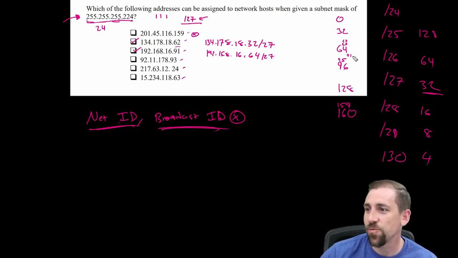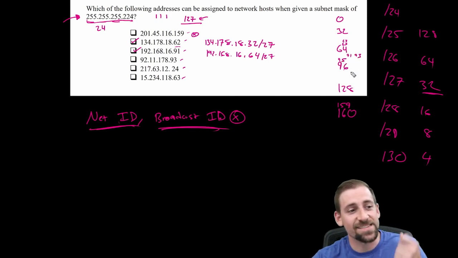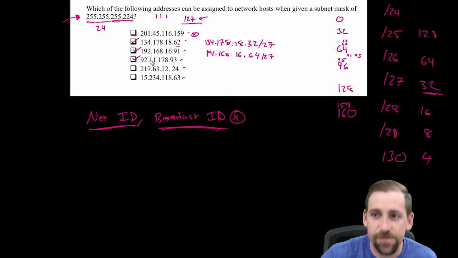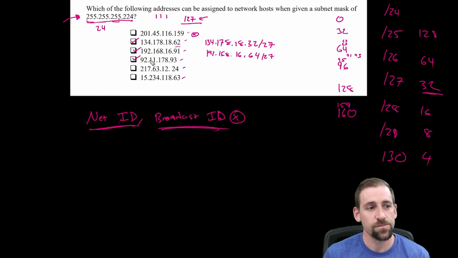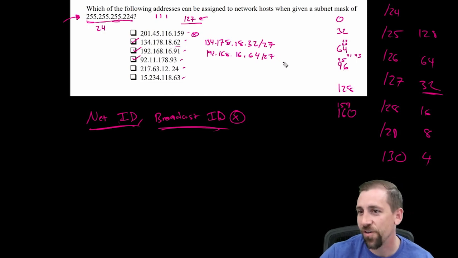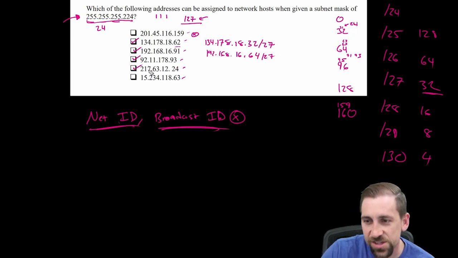92.11.178.93. 93 is in this 64 to 95 range. It actually falls right in the middle of that range. It is not a broadcast address or a network ID. This is also valid. 217.63.12.24. Where does 24 fall? 24 falls between 0 and 32, right here in the middle. And it's not 31 and it's not 0. This is also valid.